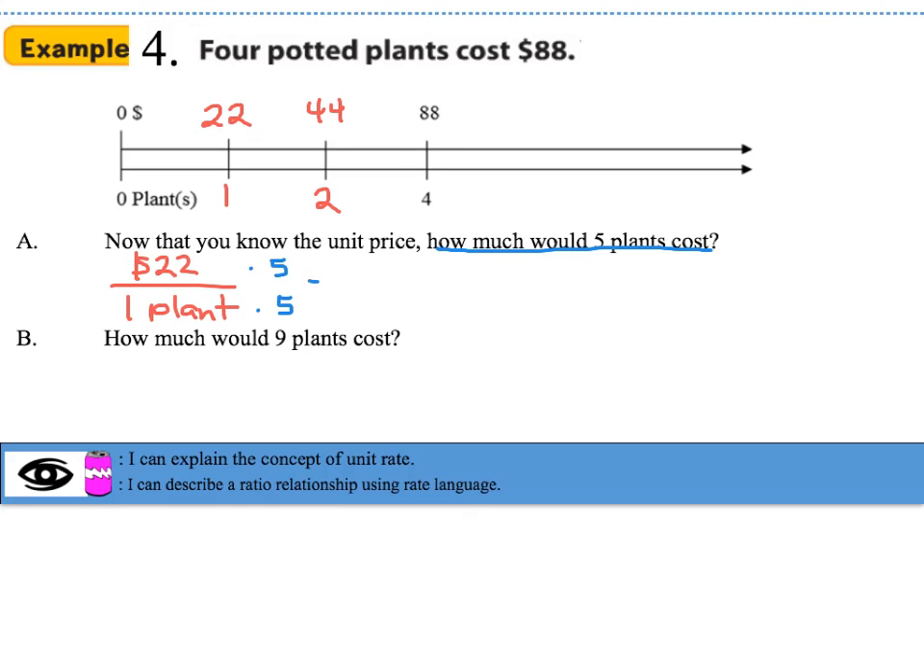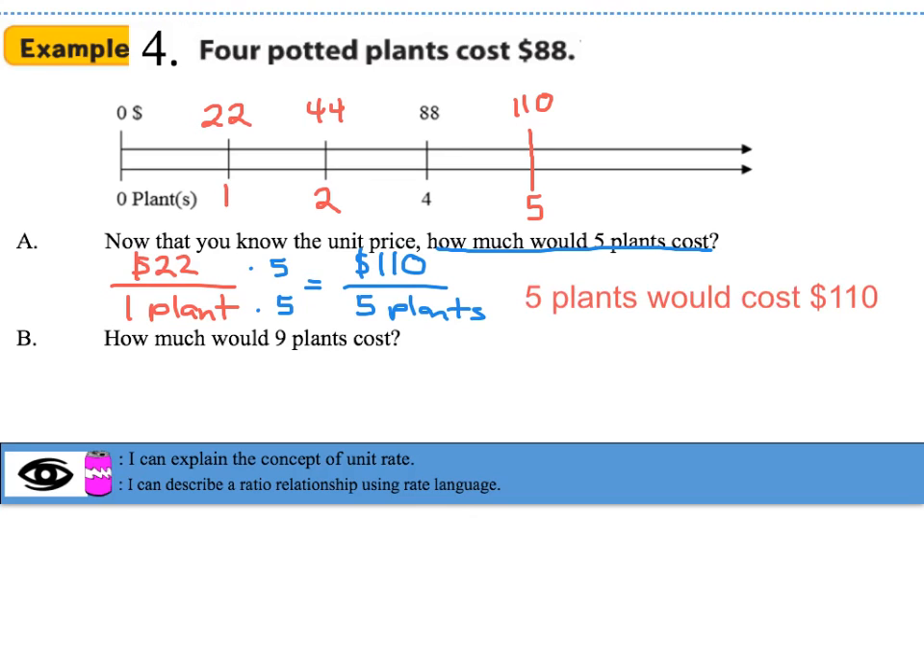If I multiply the bottom by 5, I would have to multiply the top by 5 as well. So 1 times 5 gives me 5 plants. And if I multiply the top by 5, 22 times 5 gets me $110. So on my number line, another possible rate would be $110 per 5 plants. Therefore, 5 plants would cost $110.